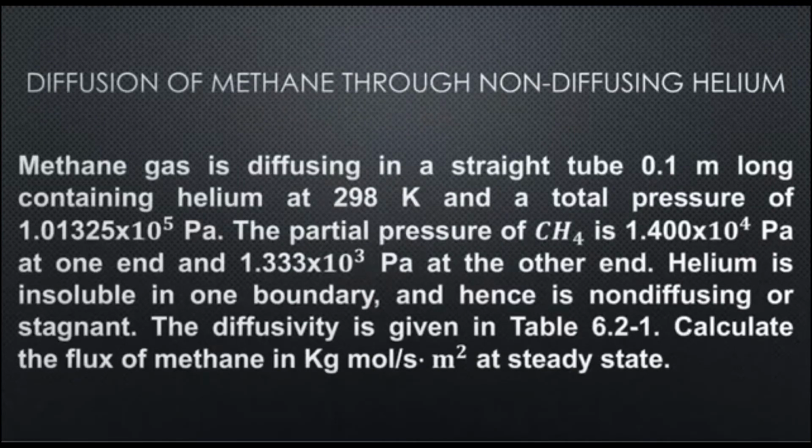The problem is about the diffusion of methane through a non-diffusing helium. The problem states that a methane gas is diffusing in a straight tube 0.1 meters long containing helium at 298 Kelvin and a total pressure of 1.01325 times 10 raised to 5 Pascal. The partial pressure of methane is 1.4 times 10 raised to 4 Pascal at one end and 1.333 times 10 raised to the power of 3 Pascal at the other end. Helium is insoluble in one boundary and hence is non-diffusing or stagnant.